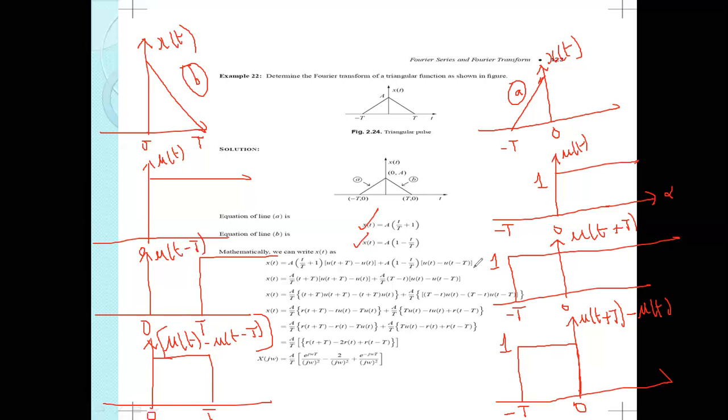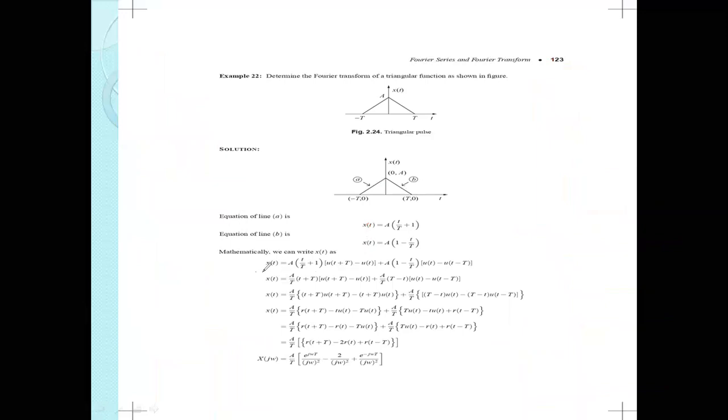The given graphical representation of slopes is the triangular function from minus T to T. Then what is the Fourier transformation? From that you can find out the Fourier transformation. Now simply take 1 by T as common, A by T, t plus T, u(t plus T) minus u(t). And here also I take 1 by T as common.